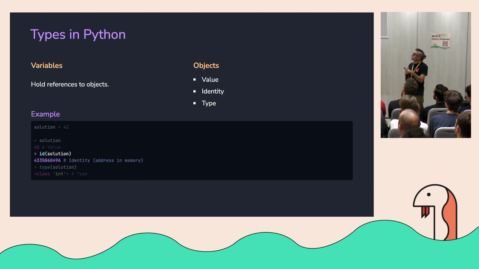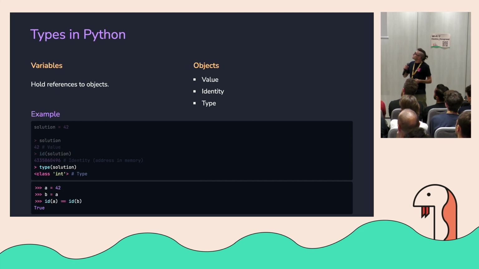And there's this useful Python built-in function that allows you to see that. It's the address in the physical memory. It's the physical address in which you can find the value. And then the type, which is the class that it inherits from.